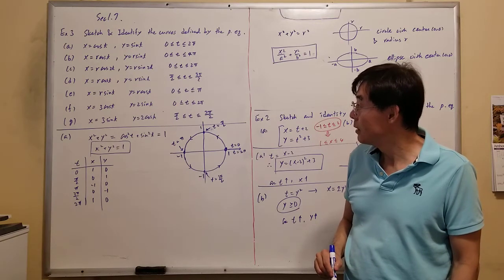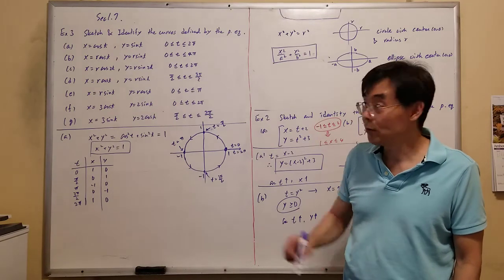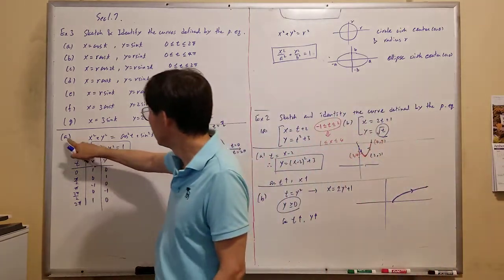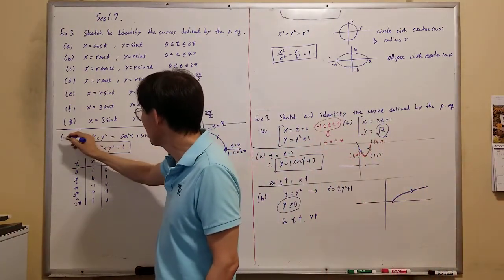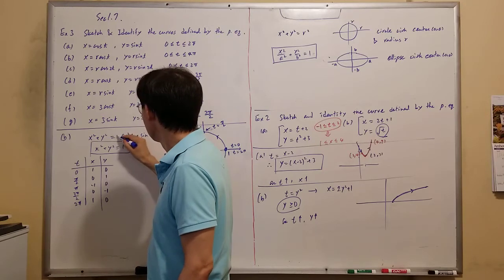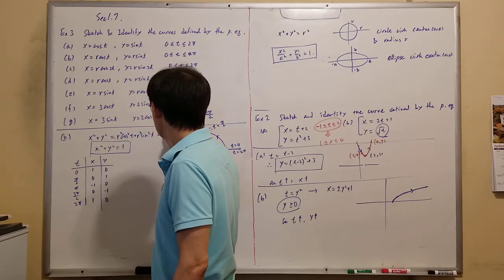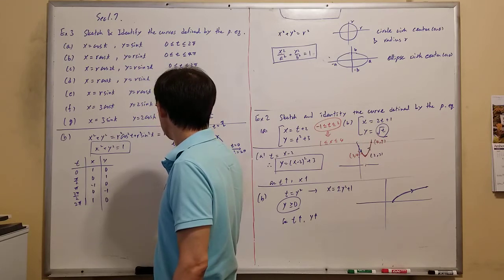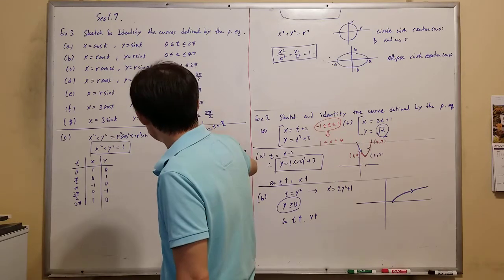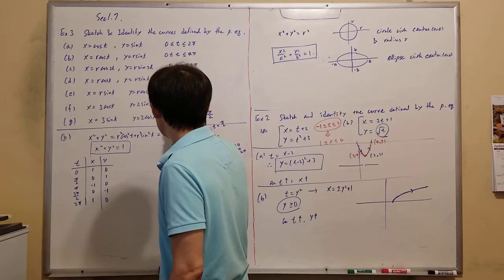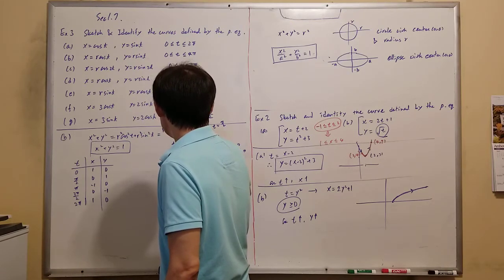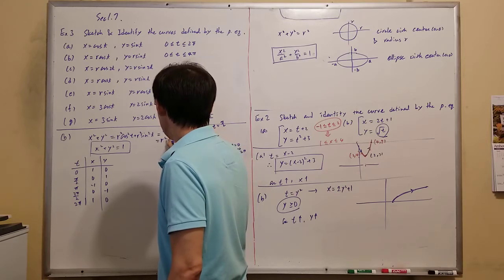Alright. B. What if you have R? Okay? If you go through B, then you have R squared, it's going to be R squared, sine squared t, cosine squared t. You get cosine squared t plus sine squared t. So it is just R squared.